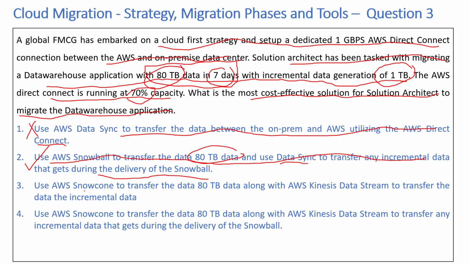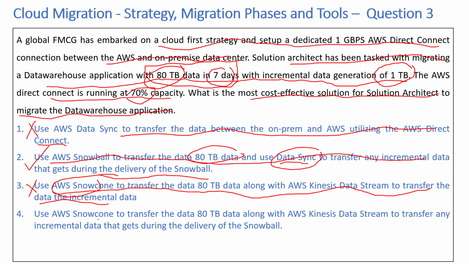So now let's take a look at the other options. Use AWS Snowcone to transfer, HTTP transfer with AWS Kinesis Data Stream to transfer the incremental data. Okay, so now there's an issue with this because Snowcone is usually used only for up to 8 TB of data, so it won't be able to fit in here. And Kinesis Data Stream is also not really a data transfer solution for transfer from on-prem to AWS. Most likely DataSync is a better solution, so this doesn't fit in here.